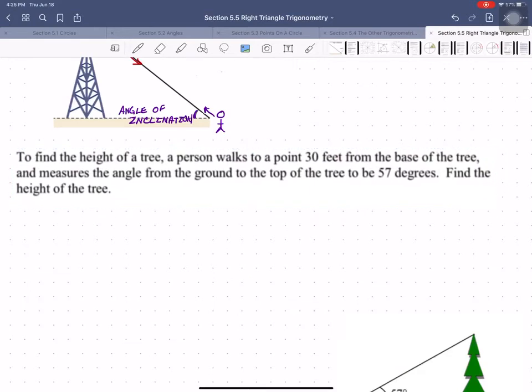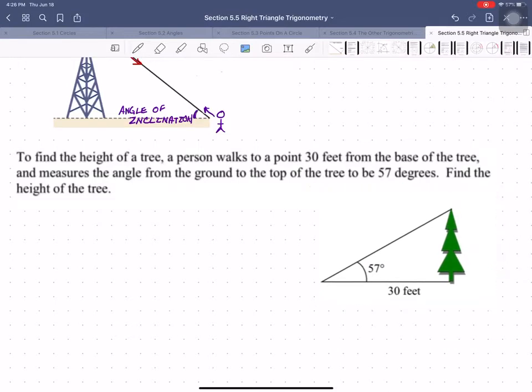Suppose we've got a person walking in the forest who wants to know how tall a tree is. Maybe they've got a walking buddy and they have an argument about it. This person walks 30 feet from the base of the tree. We've made a little sketch, and there's 30 feet. Maybe they take their cell phone, and believe it or not, your cell phone can do this, and they tip it up, and it tells them that the angle to the top of the tree is 57 degrees. What we are asked to find is the height of the tree.